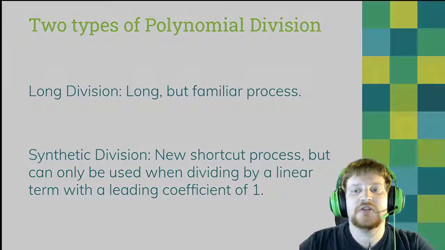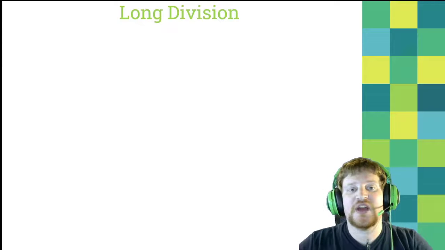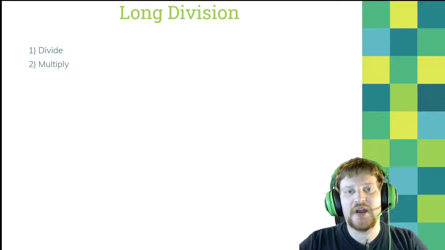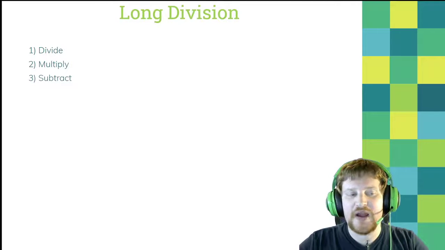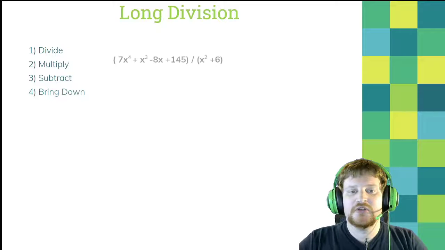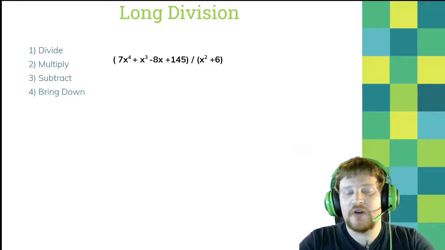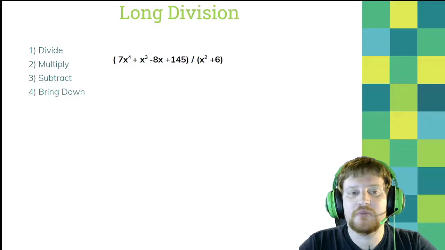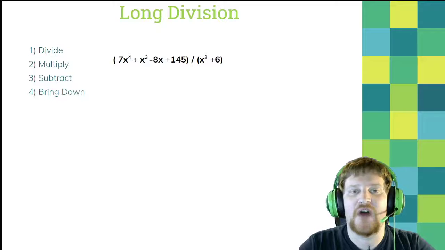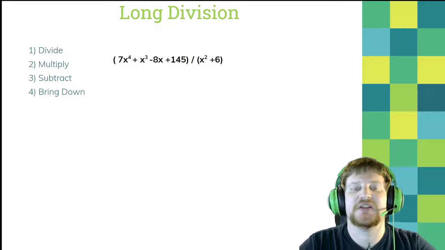Long division has 4 steps, just like when you're dividing normally. You figure out how many times the current number goes into what you need it to. Then you multiply everything through, then you subtract, and then you bring down whatever the next number is. So here's our example: 7x to the 4th power plus x cubed minus 8x plus 145. And we're going to divide that by x squared plus 6.